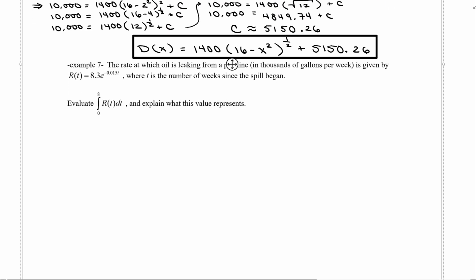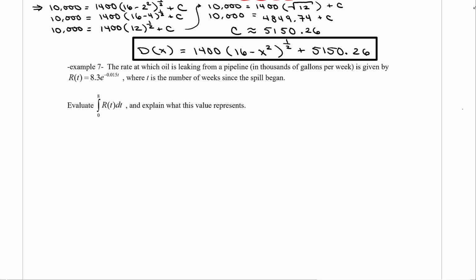Example 7. The rate at which oil is leaking from a pipeline in thousands of gallons per week is given by R of t is equal to 8.3 times e raised to the power of negative 0.015 t, where t is the number of weeks since the spill began. Evaluate the integral from 0 to 8 of R of t dt and explain what this value represents.